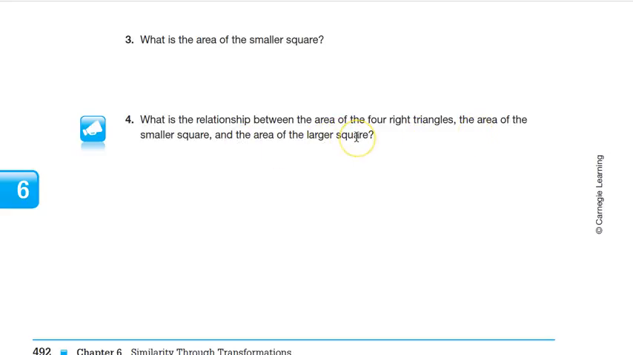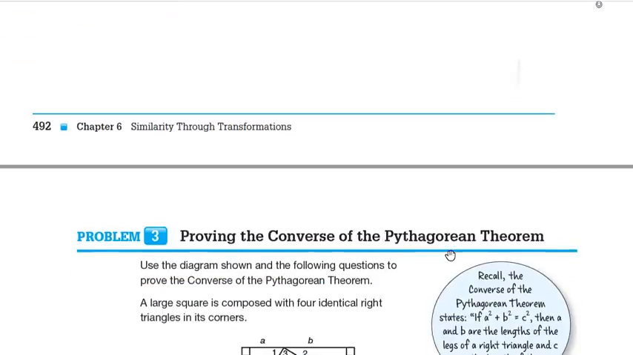So the area of the smaller square is equal to the area of the larger square if you took away the 4 right triangles, right? So start with the area of the larger square, subtract the area that represents the 4 right triangles, you'll end up with the area of the smaller square. And if you work that through with algebra, you end up with a squared plus 2ab plus b squared minus 2ab is equal to c squared. And just working that through with some algebra, you end up with a squared plus b squared equals c squared.